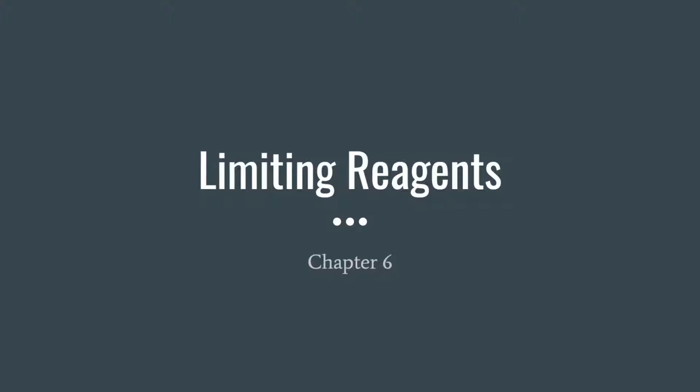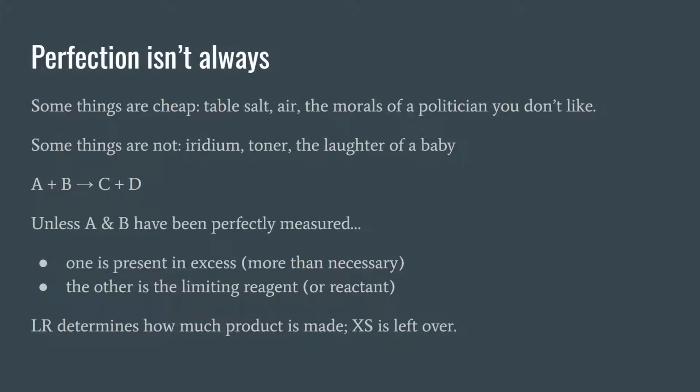Okay, we're live. All right, limiting reagents or limiting reactants. Some things are cheap: table salt, air. Some things are not: iridium, toner. So unless your reactants have been perfectly measured, one of them is going to be present in excess. The other one will be the limiting reagent. That's if you have two reactants. If you have three, then two of them will be in excess, and one of them will be the limiting reagent. So it's called the limiting reagent or limiting reactant because it determines how much product you can make. It puts a limit on the amount of product you can make.